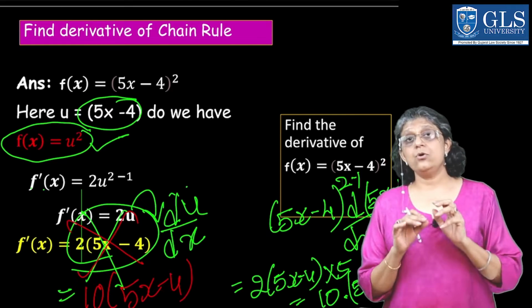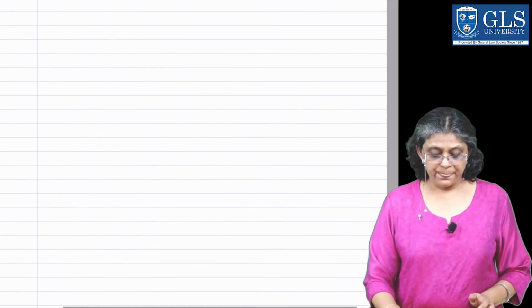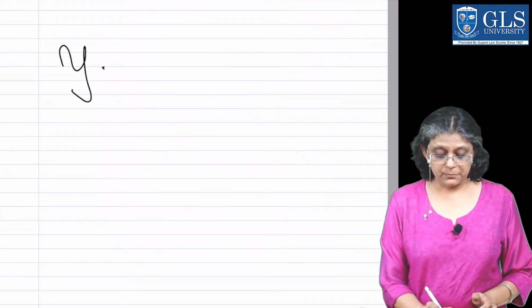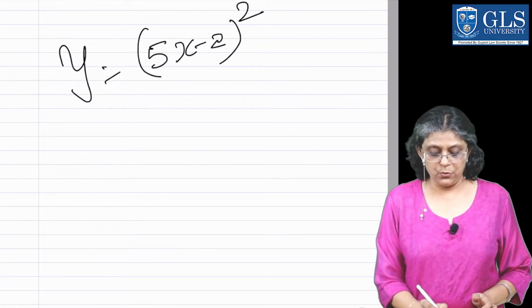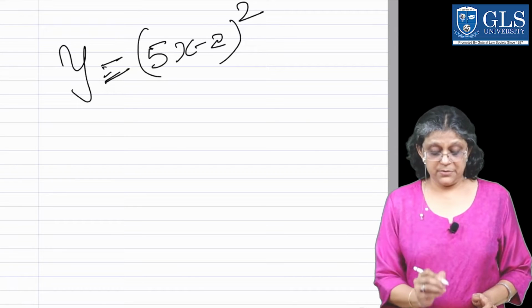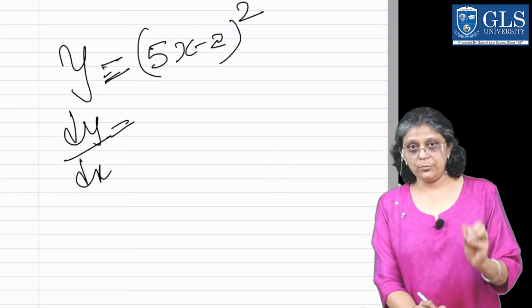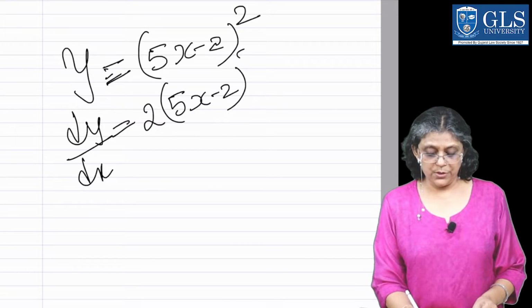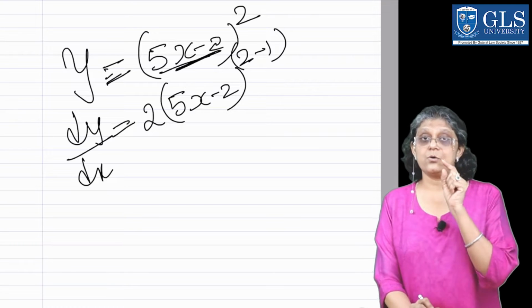So the chain rule you have to understand properly. I'll do it once again for you. If I say y is equal to (5x minus 2) raised to 2, in simple terms dy by dx, I am not assuming any u, so my sum will be 2 into (5x minus 2) into 2 minus 1. Is this x? Ask a question.